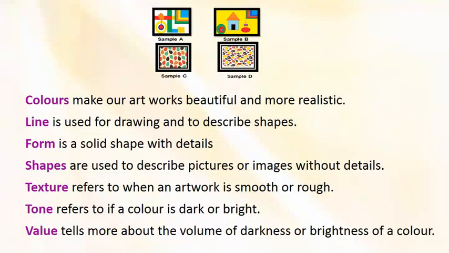Shapes are used to describe pictures or images without details. That means something that is flat, pictures that are flat, without details, without features on them. Texture refers to when an artwork is smooth or rough. Tone refers to if a color is dark or bright. While value tells more about the volume of darkness or brightness of a color.